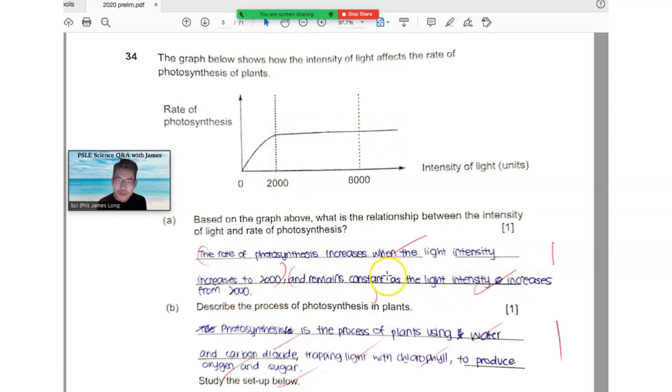Very good. Now here, describe the process of photosynthesis in plants, where I talk about it's basically the formula, but you cannot just use the formula for your answer.